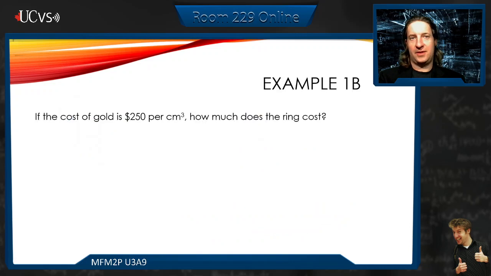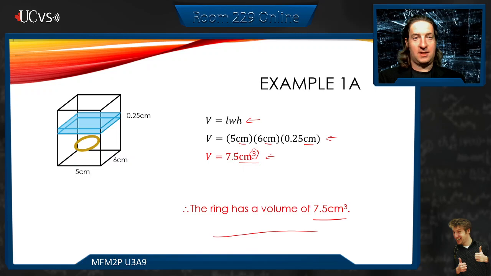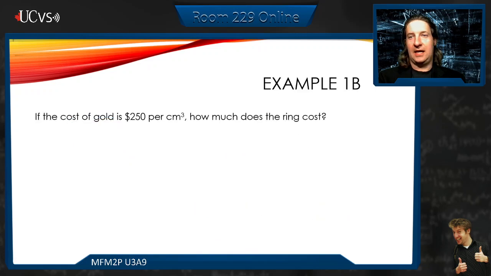Let's try another one. Oh, no, sorry. Second half of this problem. We know the volume, 7.5 centimeters cubed. If the cost of gold is $250 for a centimeter cubed, a lot of money. You have to think about a centimeter by a centimeter by a centimeter cube. How much does the ring cost?